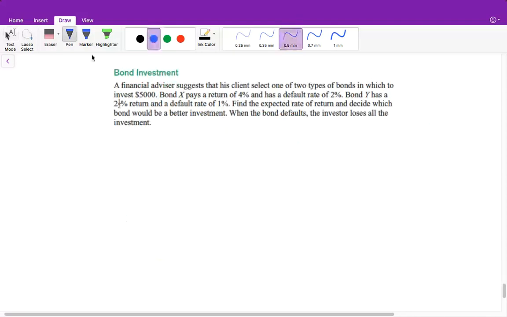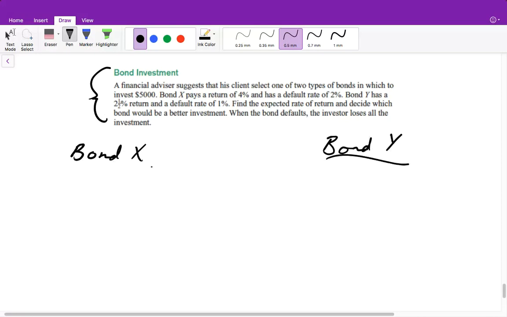All right, so this last question, it's talking about a bond investment and which one is a better investment. We have two bonds. We have bond X and we have bond Y. So we have to figure out which one we should invest in. So for both of these, we would have to create a probability distribution. So we have our outcomes and we have our probability. Well, let me just read the directions.